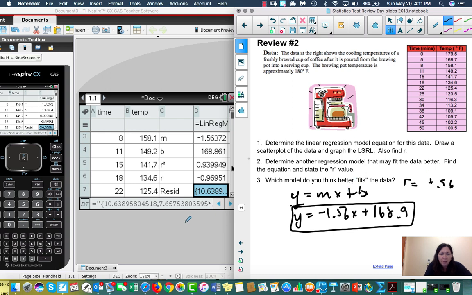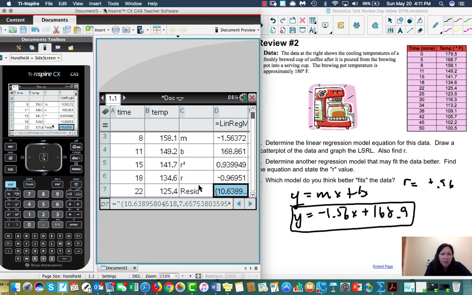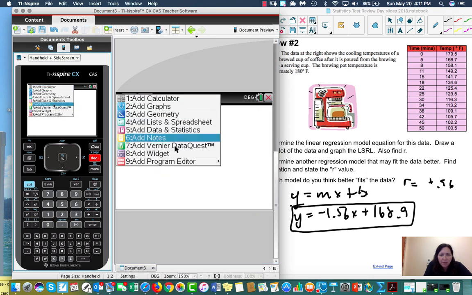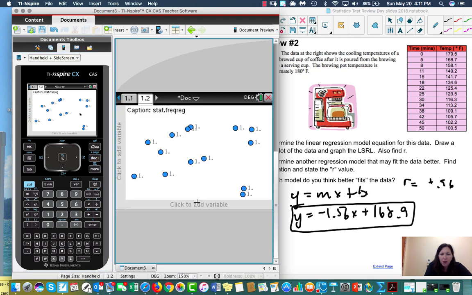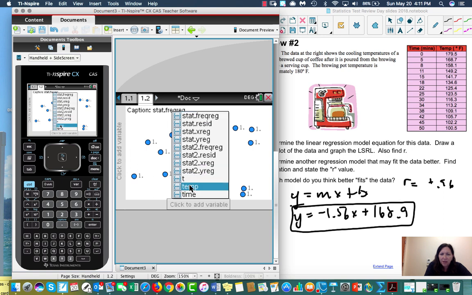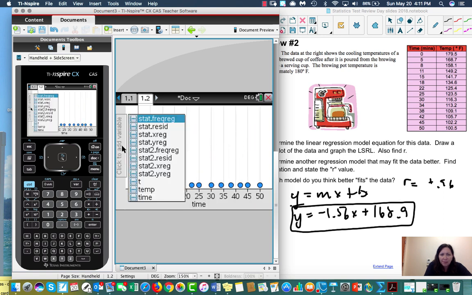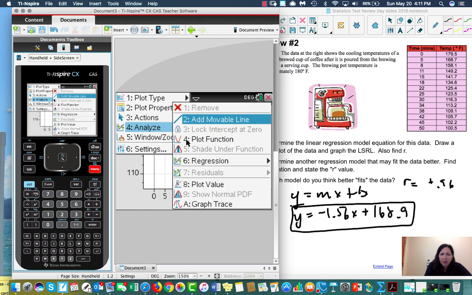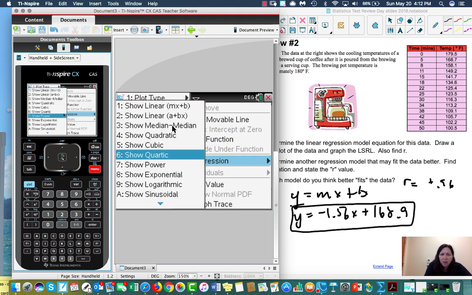So just a note, I'm going to go here and open up a new page. So we're going to go Control, Document, and when we do that, I'm going to go to Data and Statistics, and then I've got all my data here. So I'm going to see what this looks like. So I've got time is X, and my temperature is Y. And you have to ask yourself, do you think this looks like a line? What I'm going to do is go Menu, Analyze, Regression, and I want to see what this looks like as a linear model.